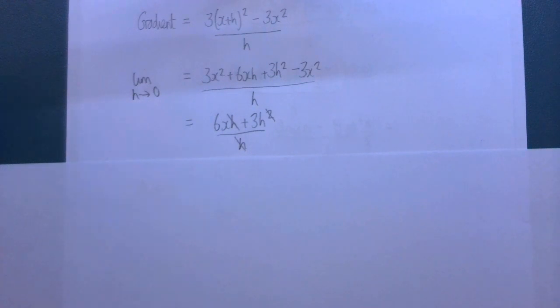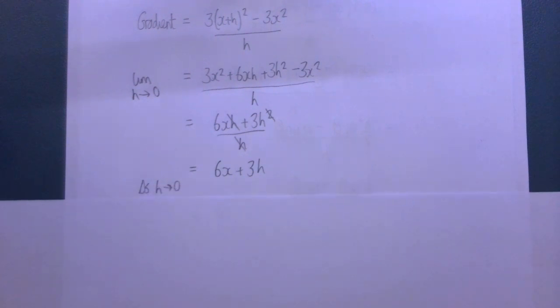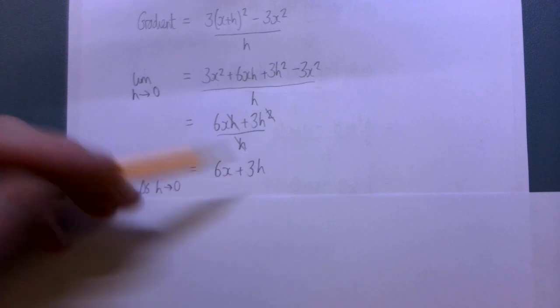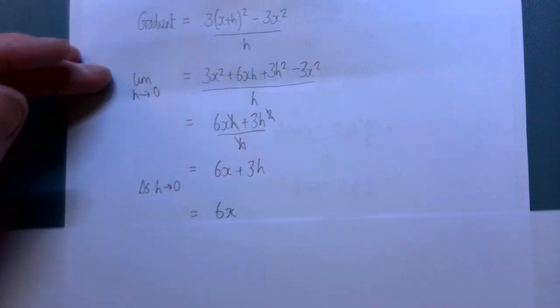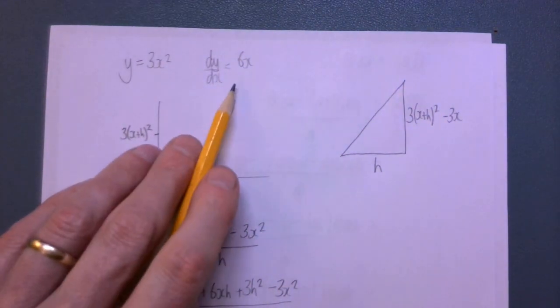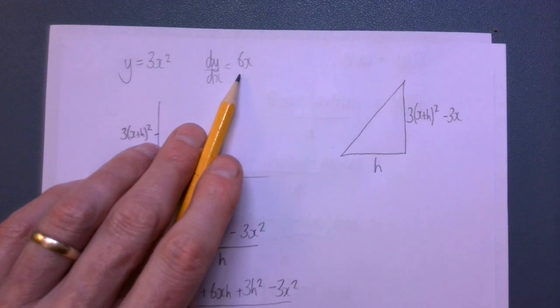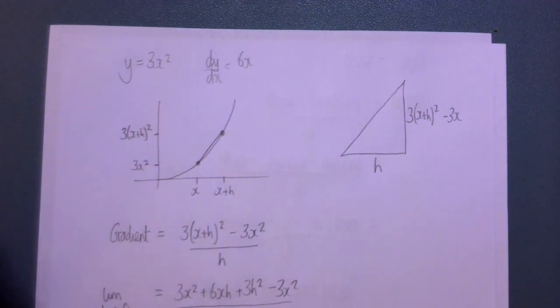We know h isn't 0, because we can see it's a small value, but it's not 0, so I'm okay doing that, which gives me that. And then we say, okay, what happens as h gets very, very small? Well, this term will get very small. In fact, eventually it'll disappear. So we're just left with 6x. And that, if you remember, is what dy by dx is for 3x squared. So that's what differentiation by first principles does.